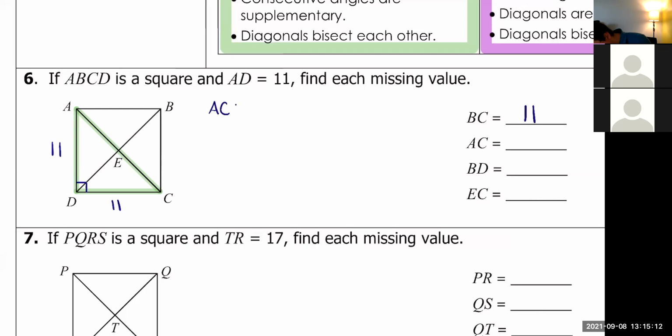I'm going to use the Pythagorean theorem. I have 11 squared plus 11 squared is going to equal x squared.